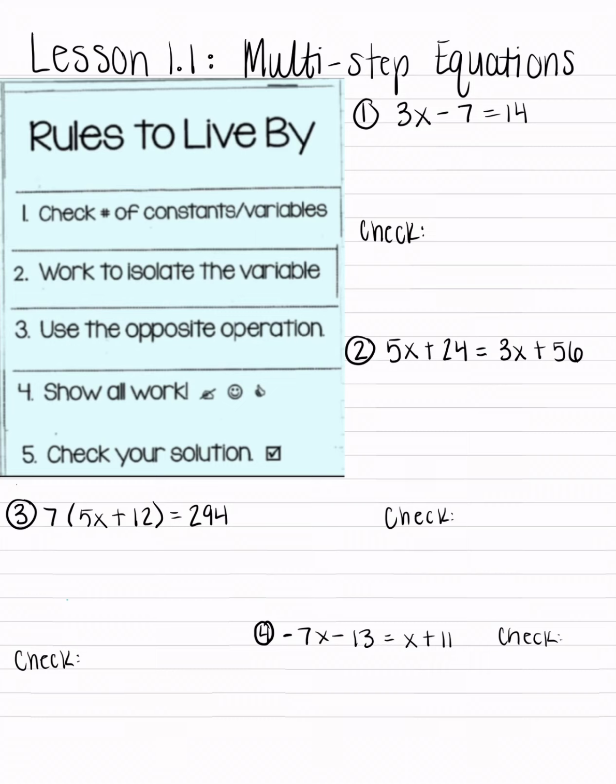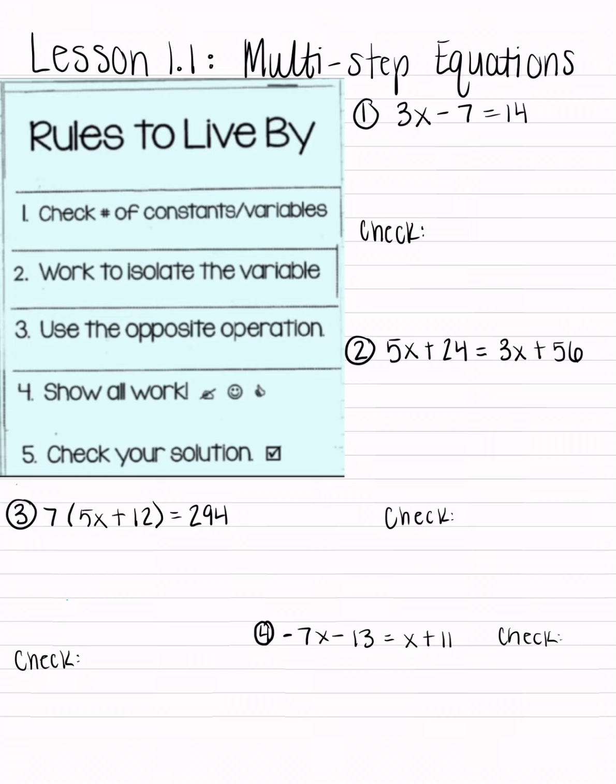So remember, the goal of solving an equation is to get the variable by itself. So isolate the variable. So the first equation we have is a two-step equation. So we have 3x minus 7 equals 14. So we need to get x by itself.